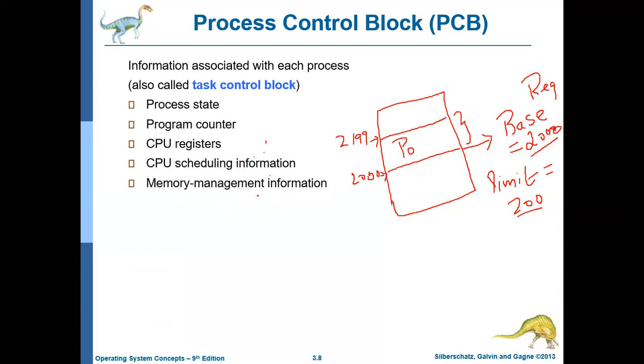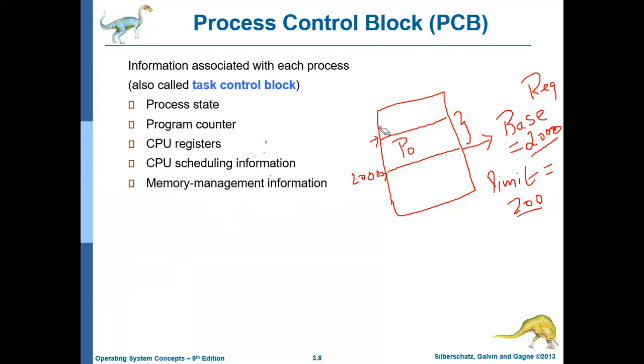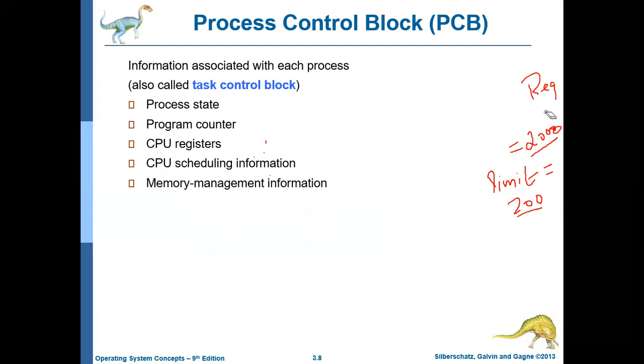Similarly, memory management information also includes something called the page table. A page table is something which maps the logical address space to the physical address. Logical address is something which is used by the virtual memory. Okay. So virtual memory provides an illusion to the user as if you have unlimited memory. But in reality, that is not the case. So what virtual memory provides is a logical memory.